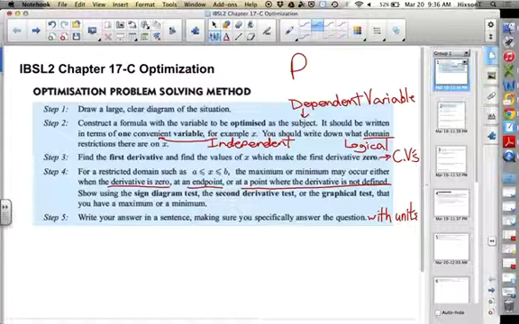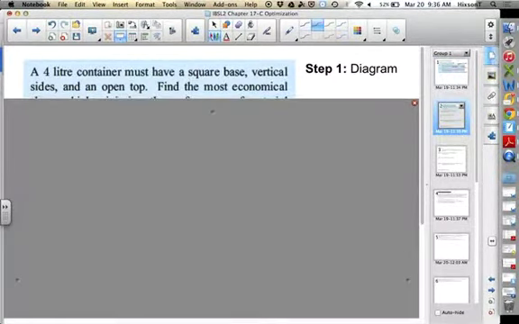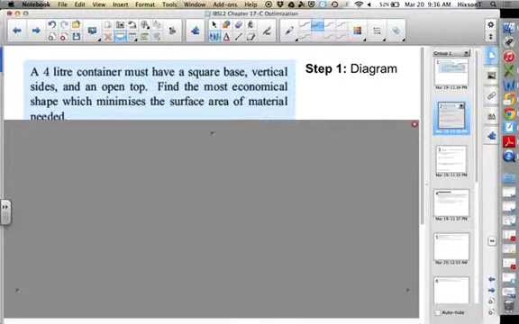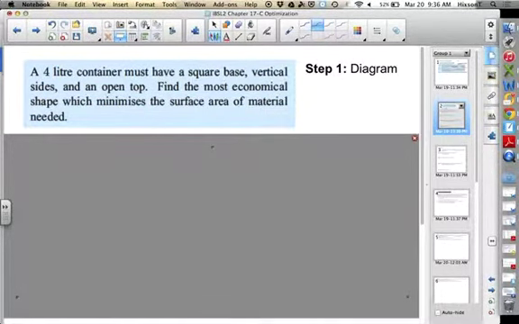So, that's our overall structure. Let's actually use it. Let's take a look at a problem here. We have a 4-liter container, and it must have a square base, vertical sides, and an open top. So it doesn't have a lid. Find the most economical shape which minimizes the surface area of material needed.